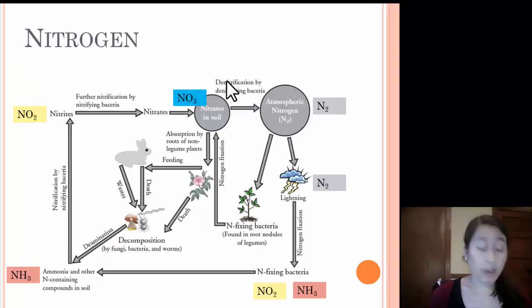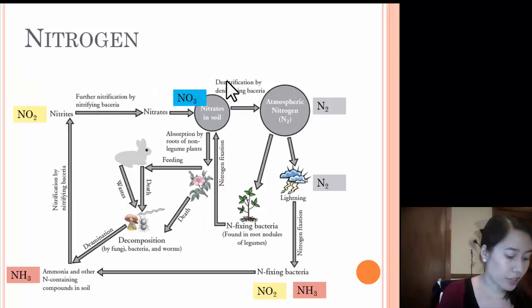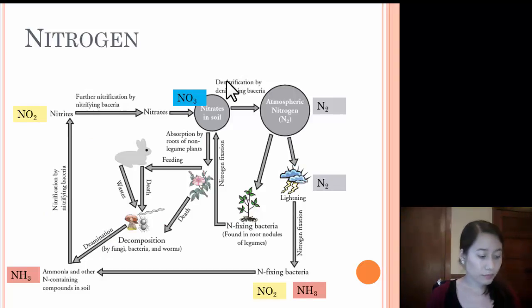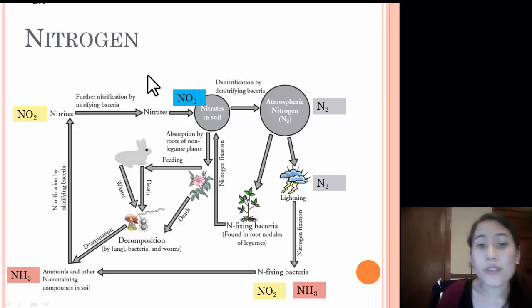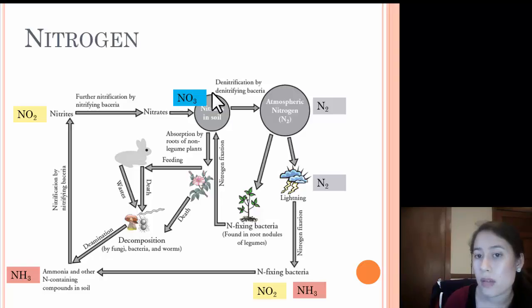All right, here is our final cycle, the nitrogen cycle. I've added a few notes here to try and clarify that in the nitrogen cycle, nitrogen is going through a bunch of different molecular forms. Some of them are pure nitrogen. Atmospheric nitrogen is just nitrogen, N2.